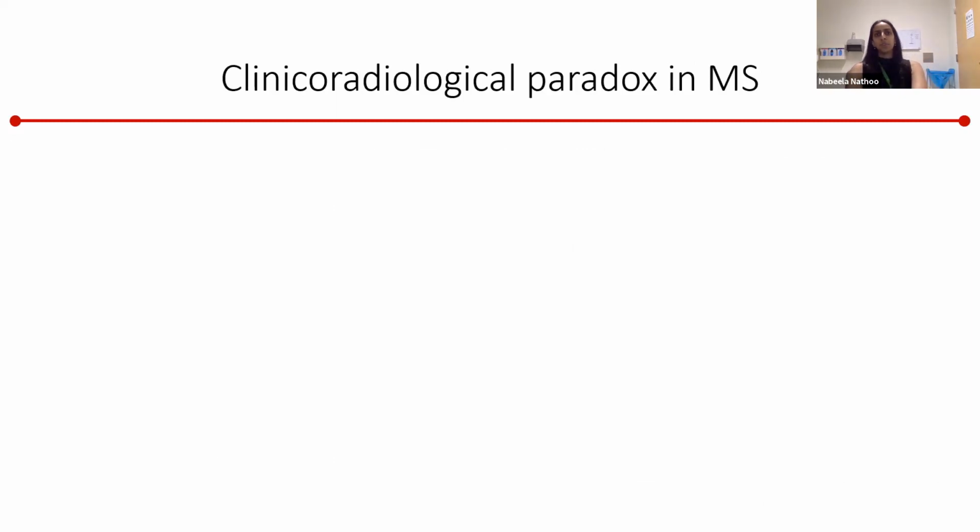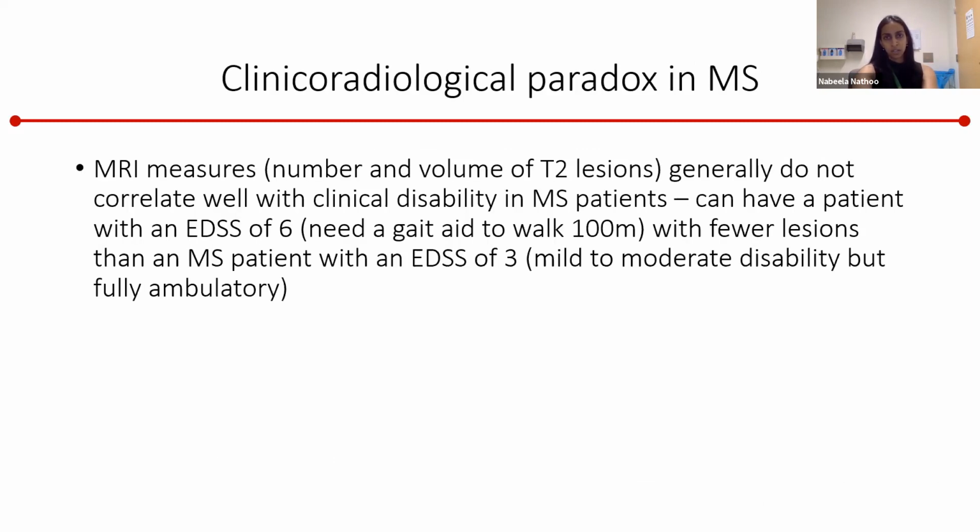And then to kind of move on from there. So MRI is very useful for the diagnosis of MS, but there's this clinical radiological paradox that has been persistent, where unfortunately MRI measures don't really correlate well with clinical disability in MS patients. So you can have an MS patient with an EDSS, or expanded disability status scale, of 6, where they need something to help them walk for 100 meters, with fewer lesions than an MS patient who has an EDSS of 3, so much less disabled.